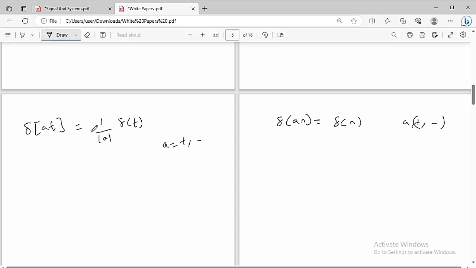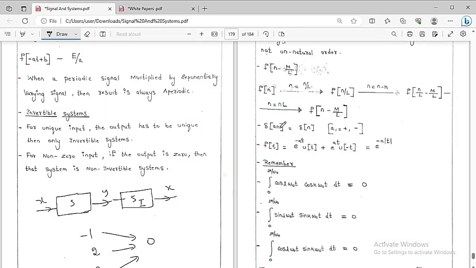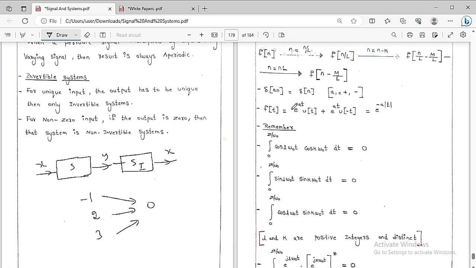So here delta of at is always equal to 1 by mod a into delta of t, where a can be positive or negative. And here delta of an is equal to delta of n, where a can be positive as well as negative. So these things always you have to keep in your mind. The next point is, if f of t is equal to e to the power of minus at into u of t plus e to the power of at into u of minus t, how can I write?